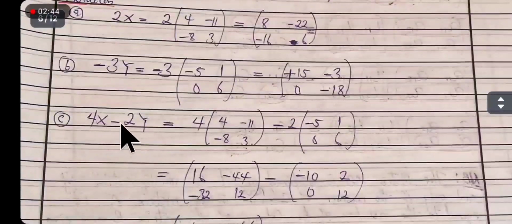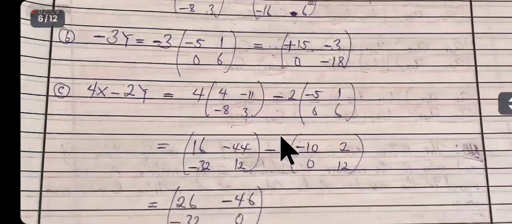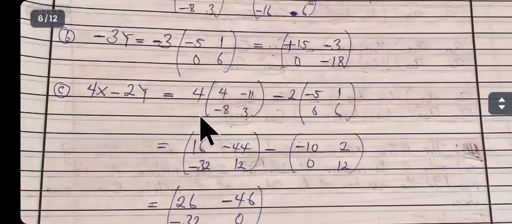Also, we have 4X minus 2Y. Okay, 4X minus 2Y is going to be equal to 4 into the matrix X, which is this, minus 2 into the matrix Y, which is this. So 4 times 4 is 16. 4 times minus 11 is minus 44. 4 times minus 8 is minus 32. 4 times 3 is 12. Then the minus down. All right.